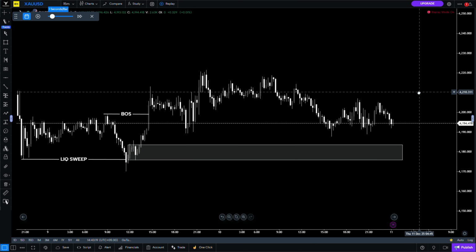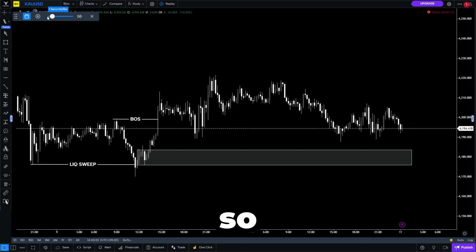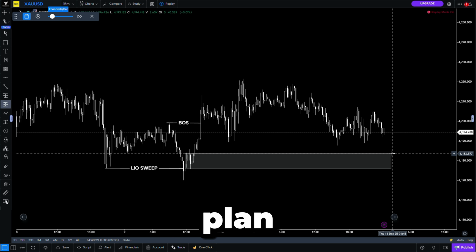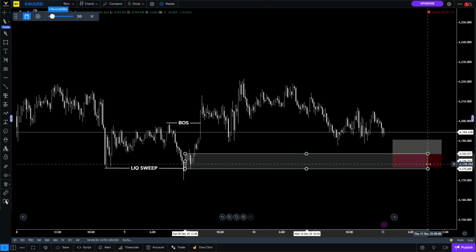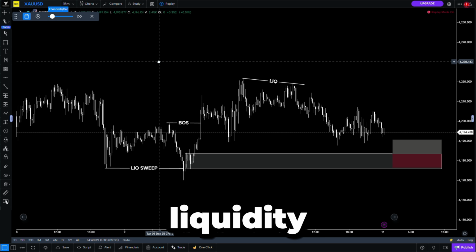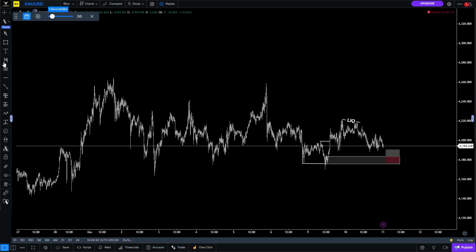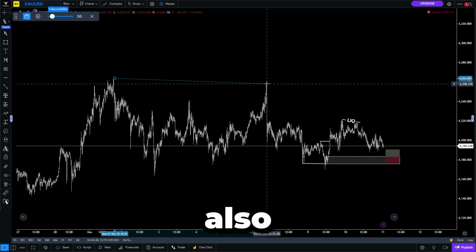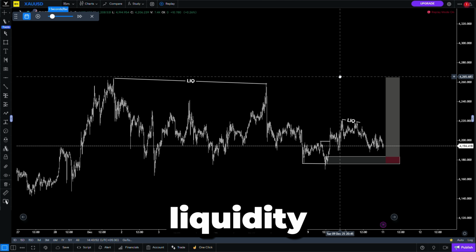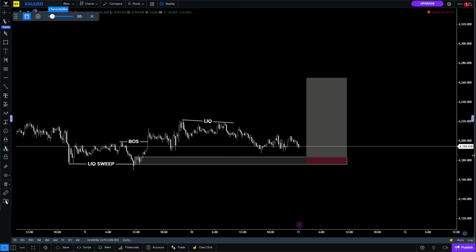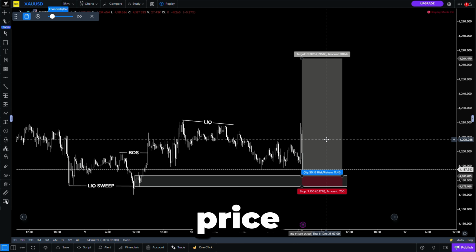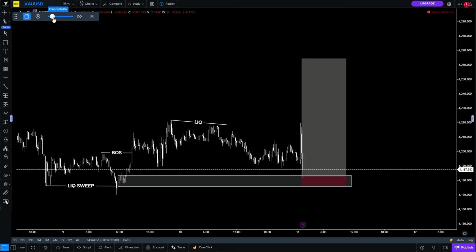Also, here we can plan our entry. Here is also liquidity, and here is also liquidity, so we can target the liquidity. Price taps and goes.